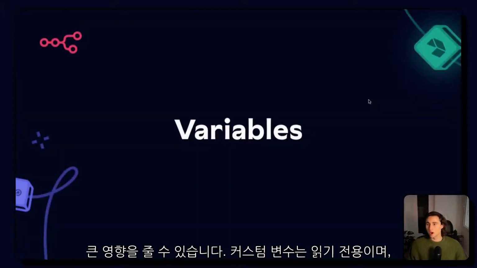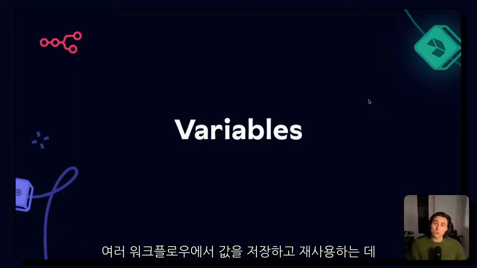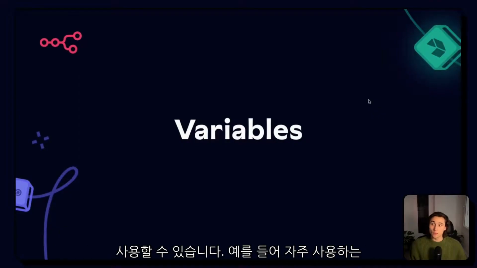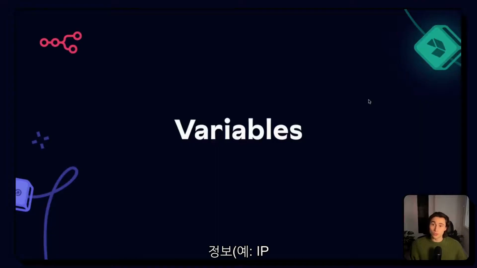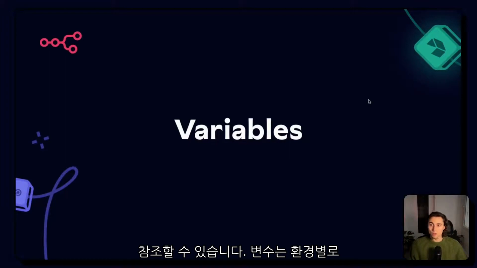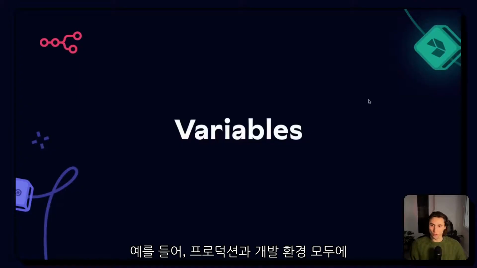Custom variables are read-only and can be used to store and reuse values across workflows. They can be used to store commonly used information, such as IP addresses, URLs, etc., on a per-environment basis for the whole team to reference more easily. Variables can be configured by environment, and this is important to note.